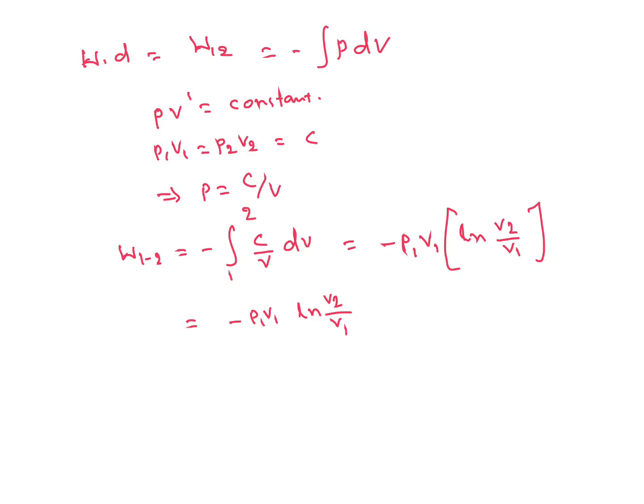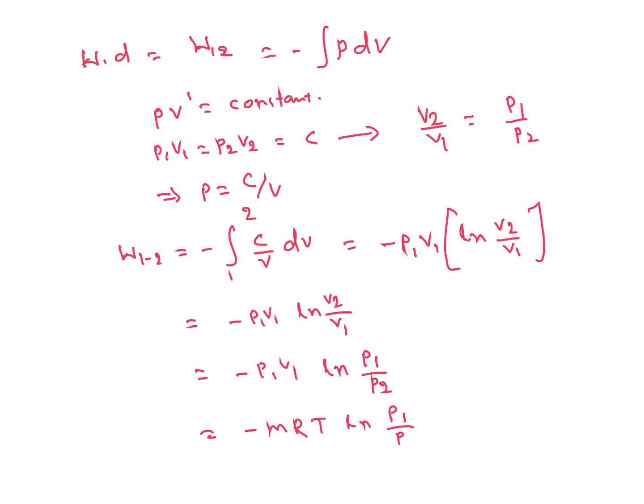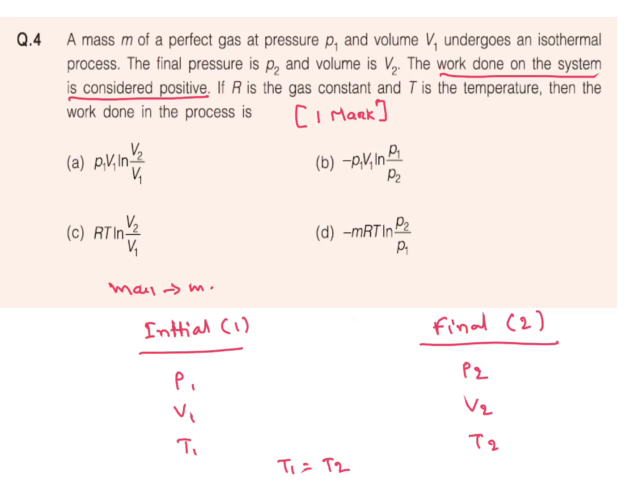And from here V2 by V1 equal to P1 by P2. So you can write it as P1 V1 ln P1 by P2, or if you apply PV equal to mRT, mRT ln P1 by P2, or mRT ln V2 by V1. So from the options we have to check which one is satisfying. Option B is satisfying: minus P1 V1 ln P1 by P2.